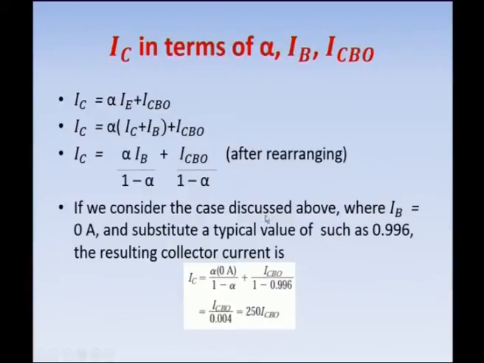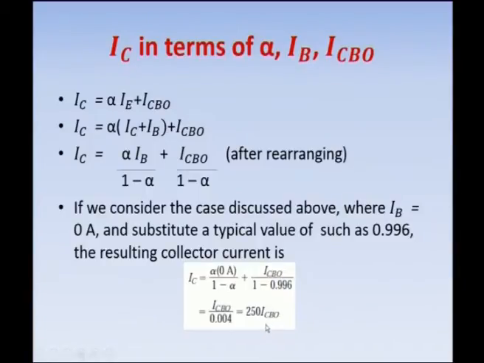So, if we consider the case discussed where IB is 0 amps, that is what we have discussed in the output characteristics. If IB is 0, what happens to the collector current? Why is it not 0? It gives you some value. Substitute a typical value of alpha as 0.996 in this equation: IC is equal to alpha IB by 1 minus alpha plus ICBO by 1 minus alpha. If you substitute alpha as 0.996 and IB equal to 0, you will get 250 ICBO. IC is equal to 250 ICBO.